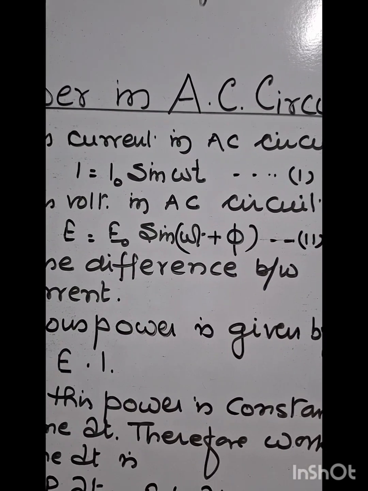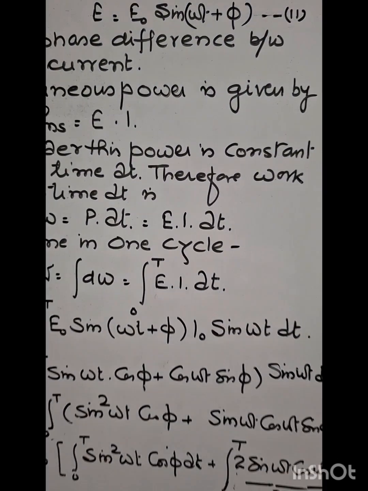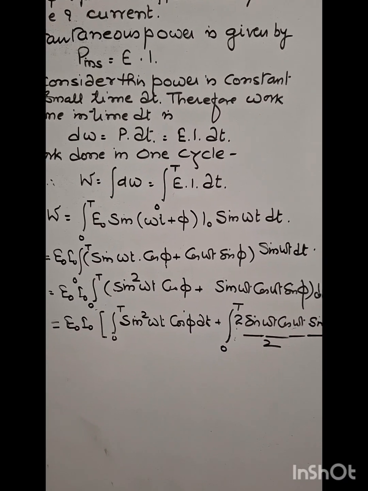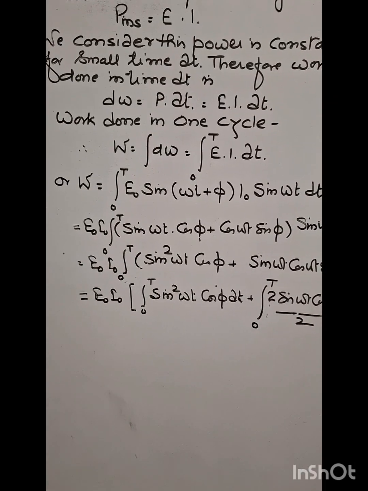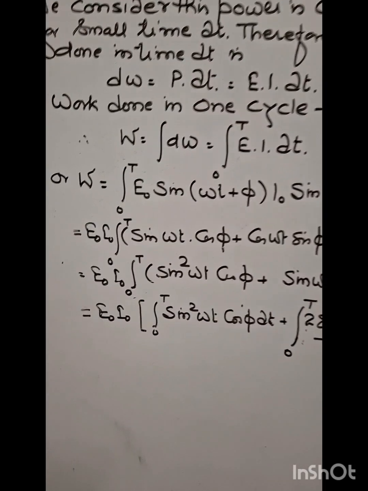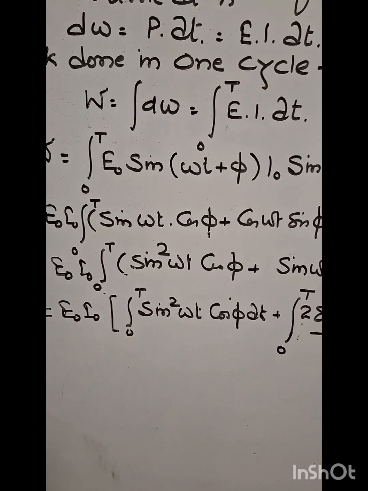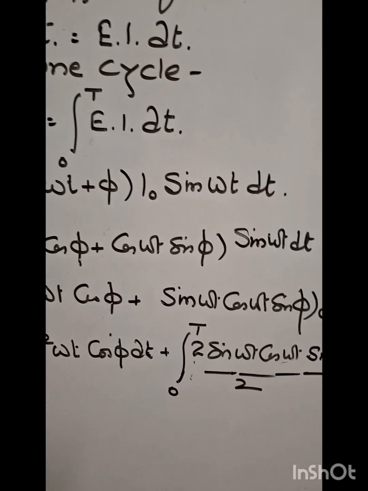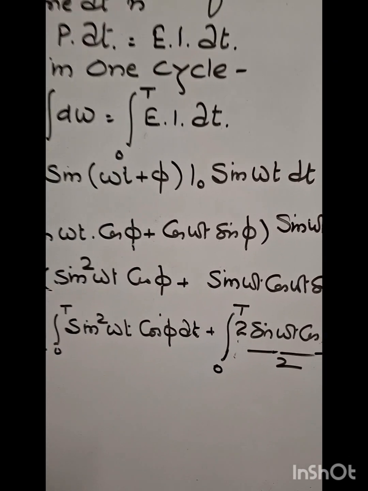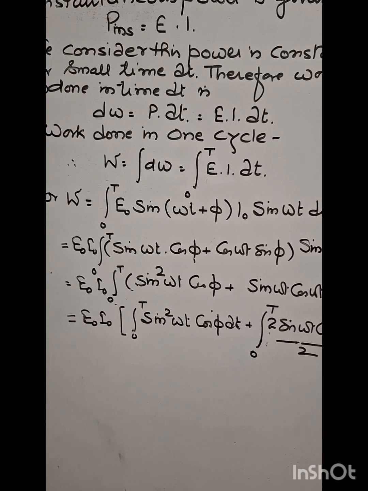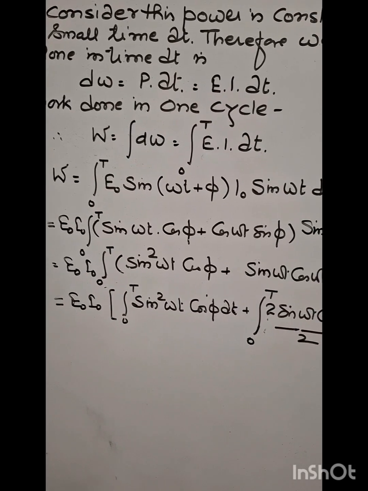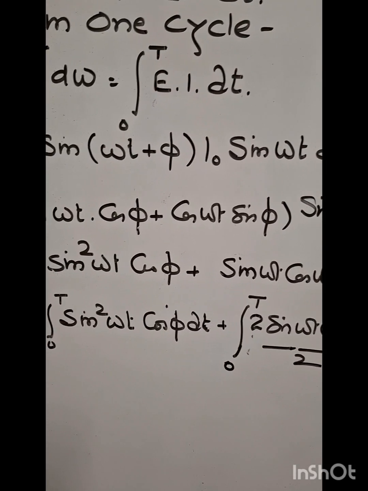Now from equation 1 and equation 2, we shall substitute the value of E and I in this equation. Expanding sin(omega t plus phi), you will find W over one complete cycle is equal to E naught I naught integral from 0 to T of (sin omega t cos phi plus cos omega t sin phi) into sin omega t. Now you will solve this integration. You will find E naught I naught integral from 0 to T of sin square omega t cos phi dt.